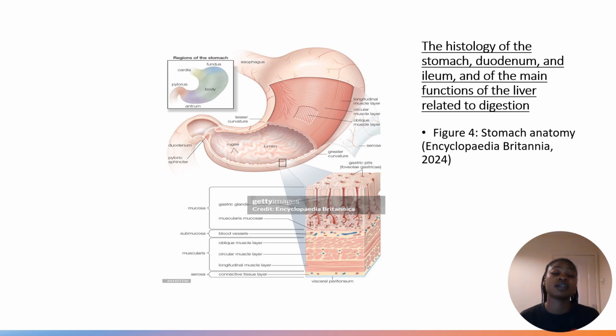Bile made in the liver is stored and concentrated in the gallbladder. The pancreas produces enzymes that break down fats, disaccharides, proteins, and starches. The food particles in the chyme are broken down into amino acids, triglycerides, and glucose by the digestive secretions.